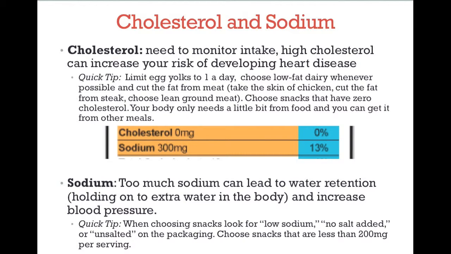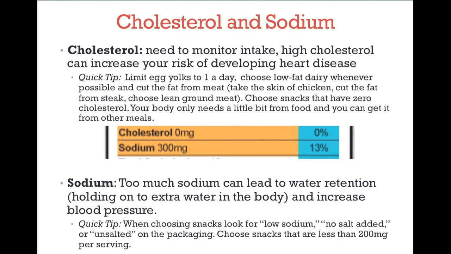For a quick tip, eggs are a great source of protein and a good source of vitamin D. However, it is recommended to limit the egg yolk to just one a day due to the cholesterol levels. Therefore, if you're trying to make an omelet, you can use one whole egg and use additional egg whites for the remainder. Choose low-fat dairy whenever possible and cut the fat from meat.